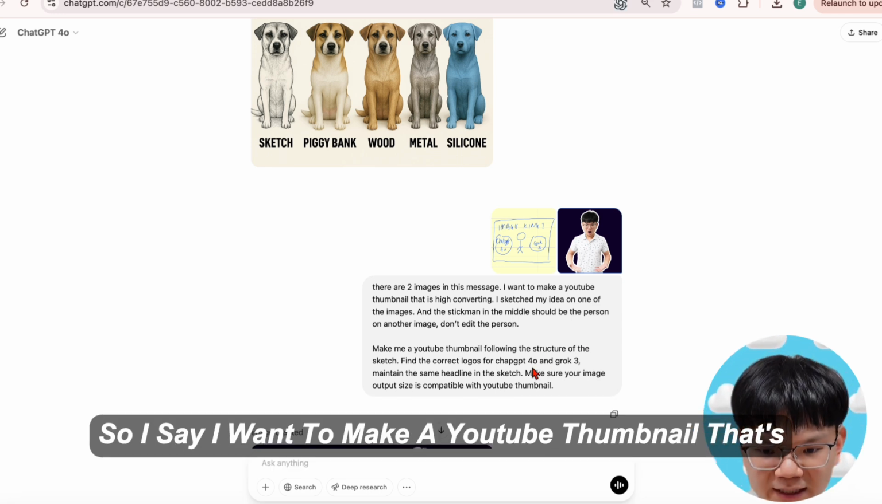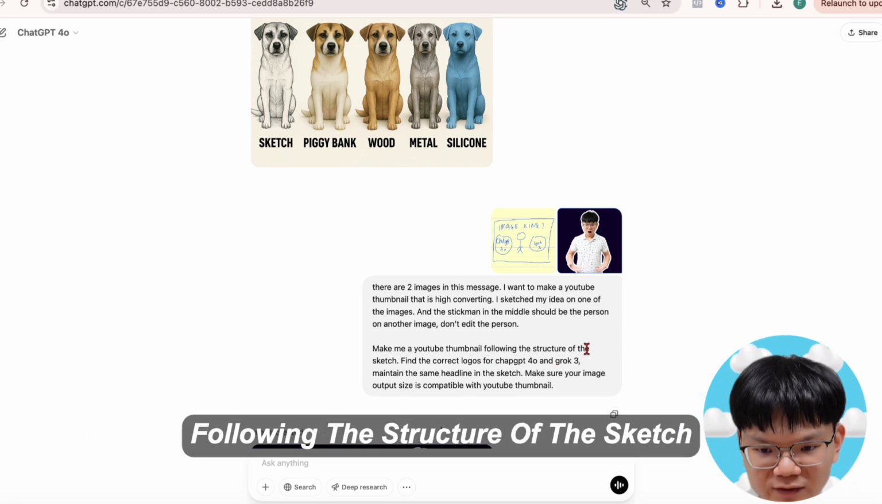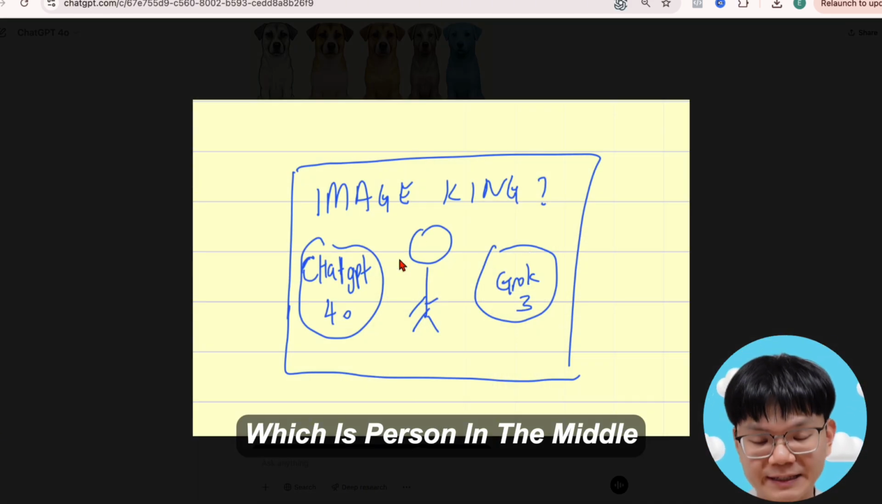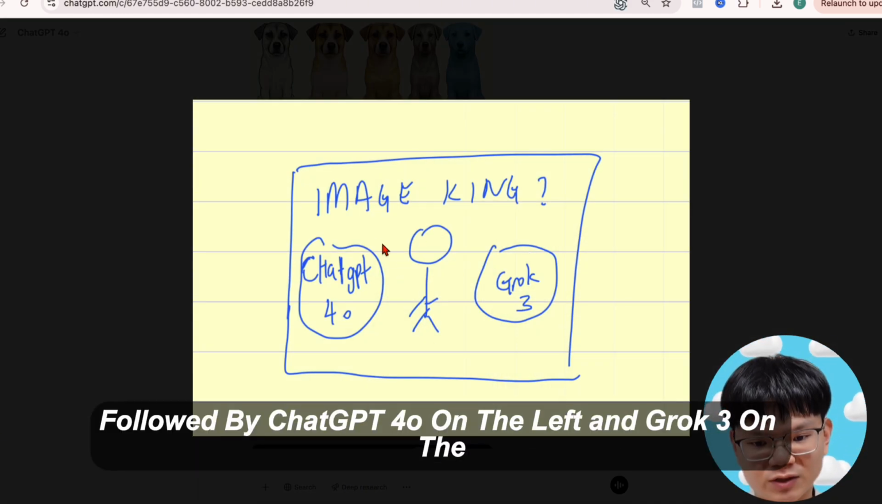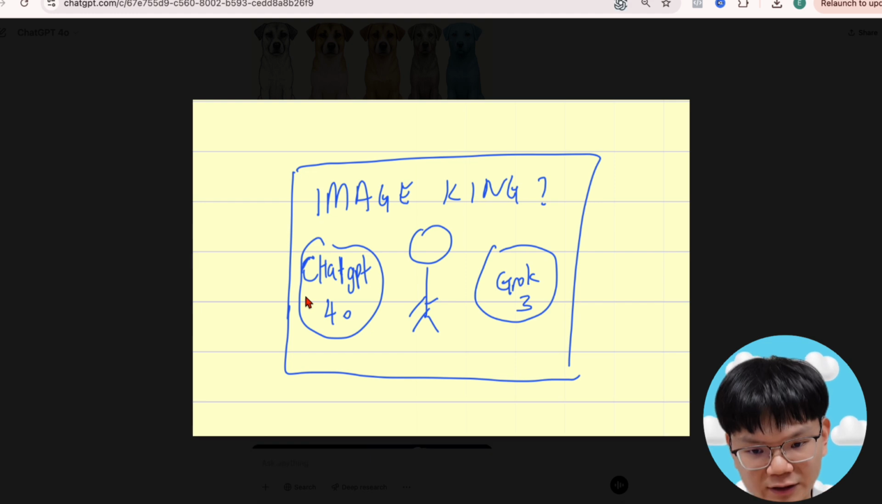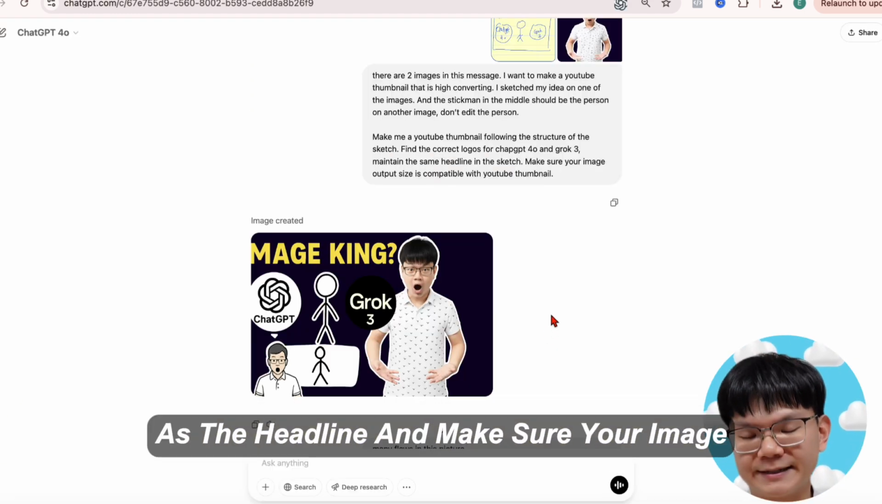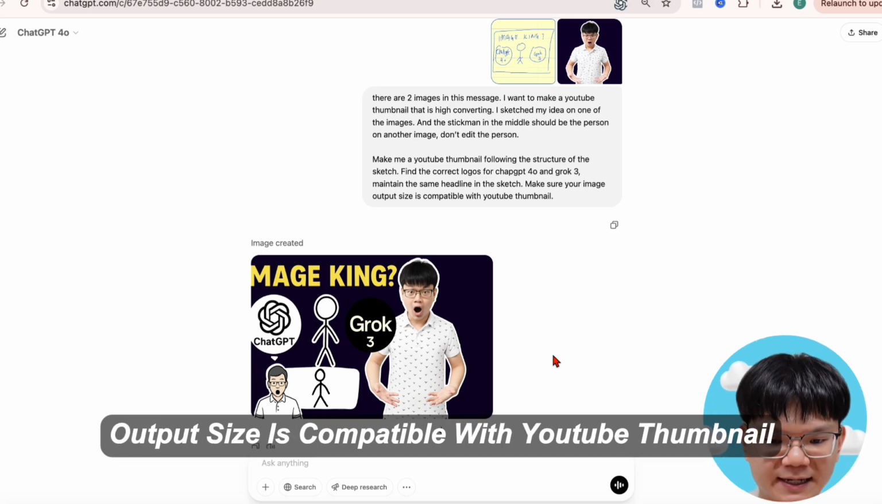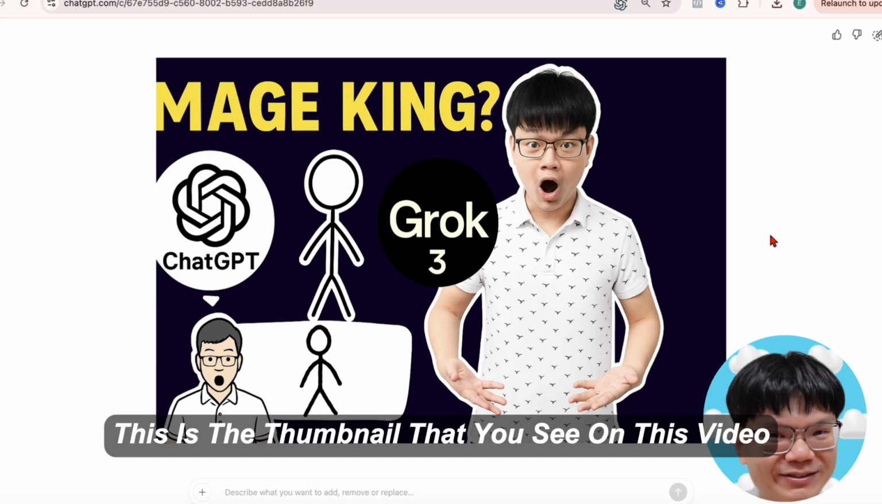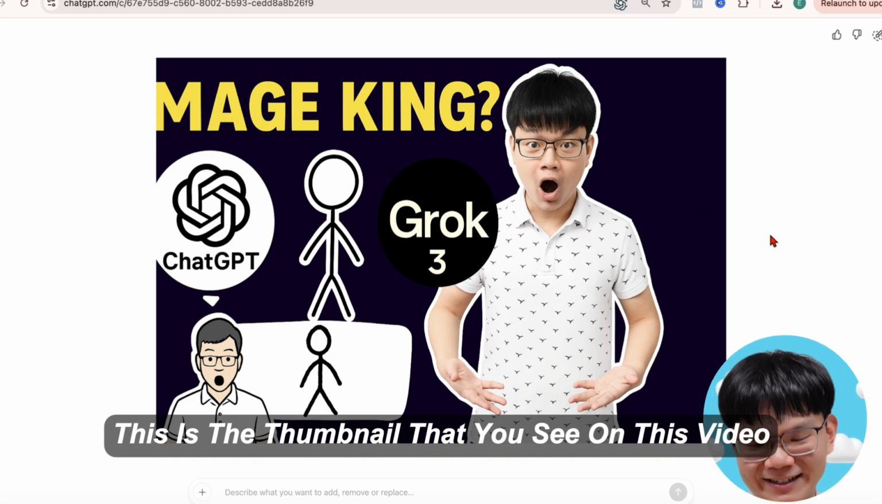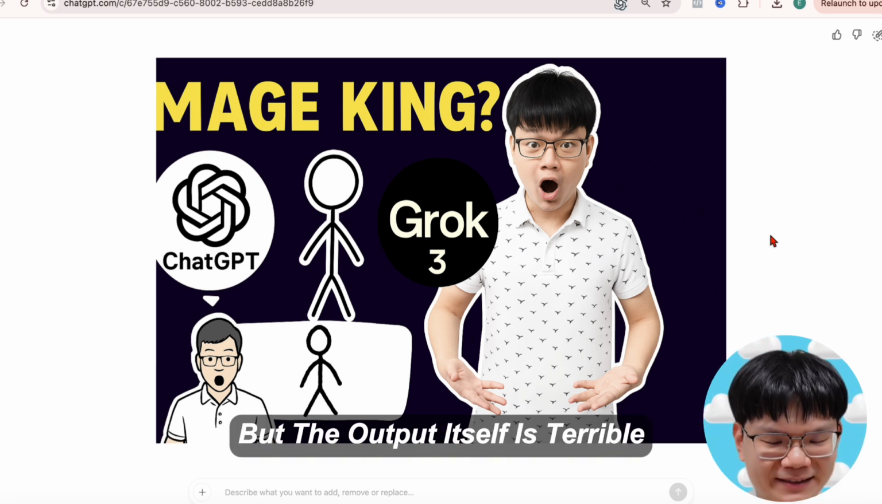So I say I want a YouTube thumbnail that follows the structure of the sketch, which is a person in the middle, followed by ChatGPT-4o on the left, Grok 3 on the right. Then there's "image king," these 2 words on top as the headline. And make sure your image output size is compatible with a YouTube thumbnail. And finally, this is the thumbnail that you see on this video itself. It is exactly the same, but the output itself is terrible.